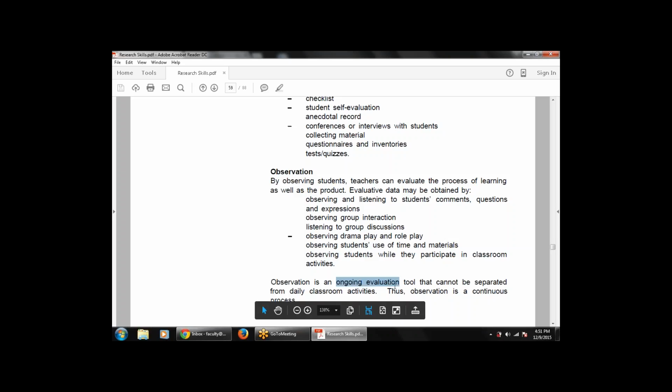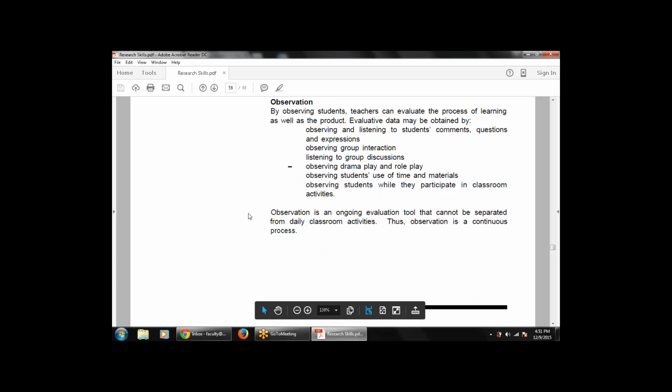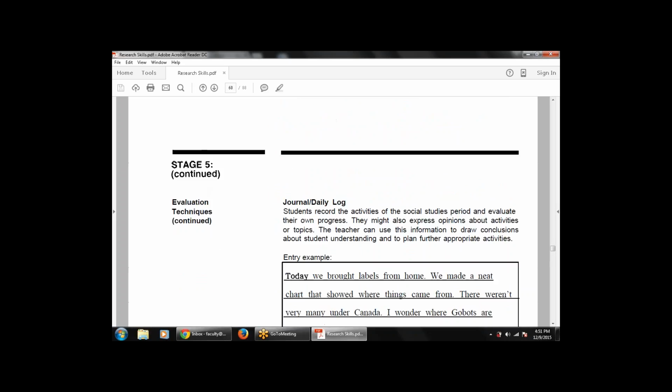So observation is an ongoing evaluation tool that cannot be separated from the daily classroom activities. So observation is what? That is an ongoing evaluation technique. That means it is going on, going on, going on, and cannot be separated from the daily classroom activities. Therefore, evaluation is a continuous process. This is one of the important points, that evaluation is nothing but a continuous process in which anyone can evaluate me, you, anyone in a continuous way.